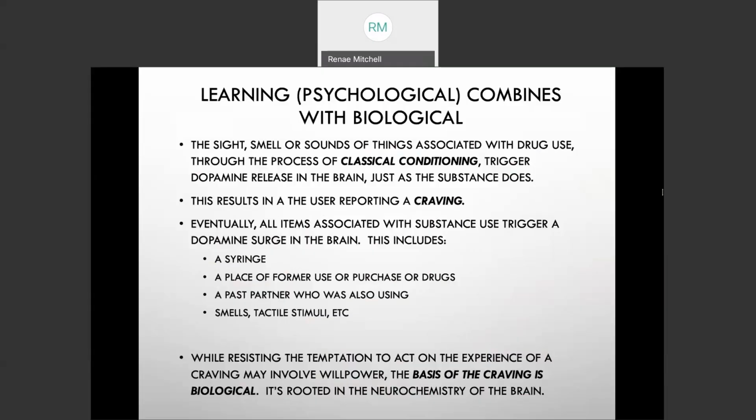Whether or not that person decides to act on that craving can be a matter of willpower, or using strategies or tips or tricks to try to ride the wave of craving until it subsides. But the fact that a craving has occurred is a biological process. It's rooted in this dopamine reward pathway, and the way that the craving developed might be rooted in the brain, but it also occurred because of learning, a psychological experience of pairing the drug with a certain stimulus or a certain experience.